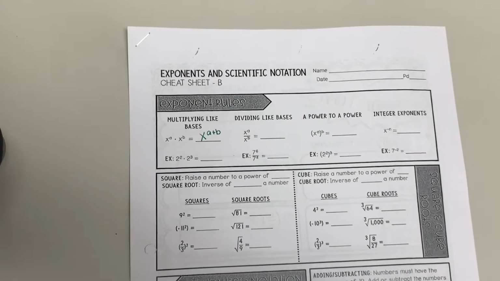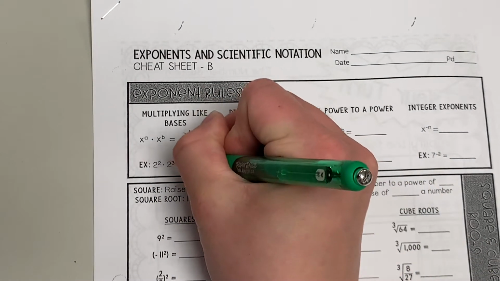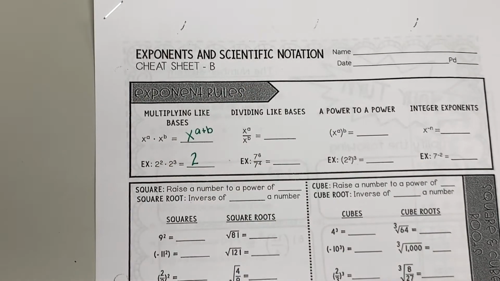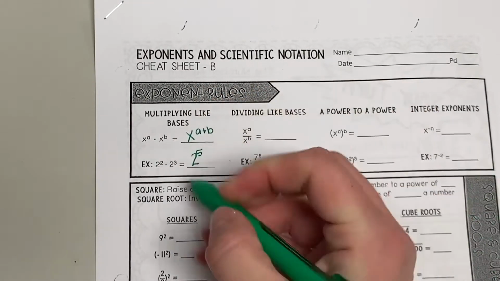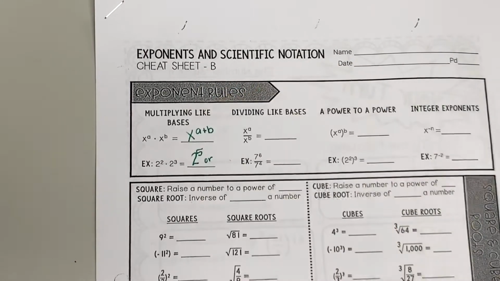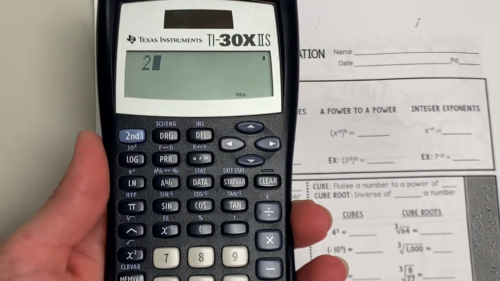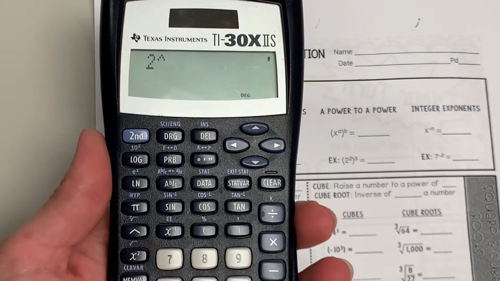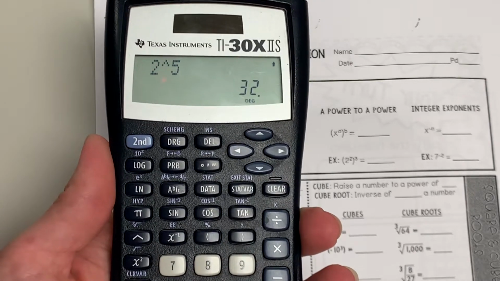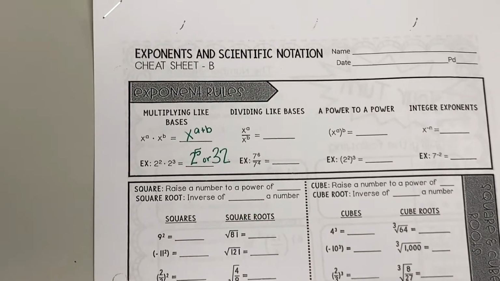So let's try an example like that. 2 to the second times 2 to the third. You keep your base of 2 and you add your exponents. 2 plus 3 is 5. So 2 to the 5th power. Or if you want to break that all the way down, or possibly you have a select all that apply, what is 2 to the 5th power? If you're unsure how to do that on a calculator, you're going to type in 2, the power button, 5, enter, 32. So 2 to the 5th power, or 32 if it wants a whole number.